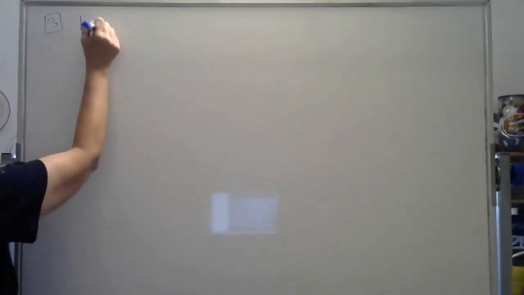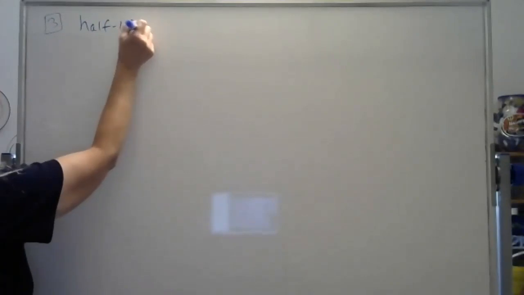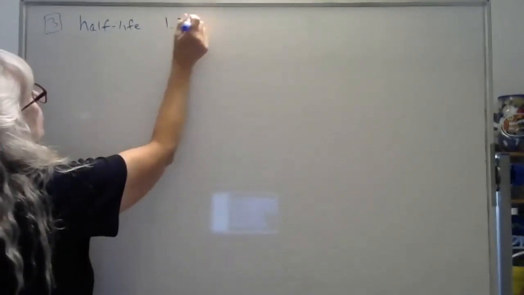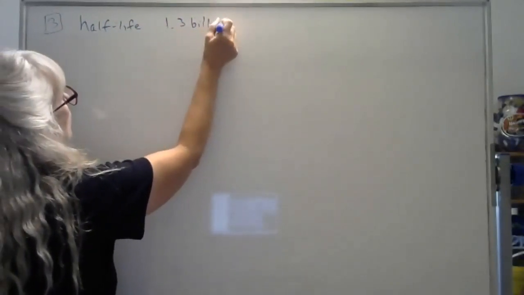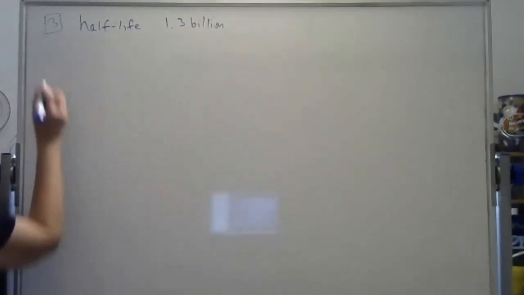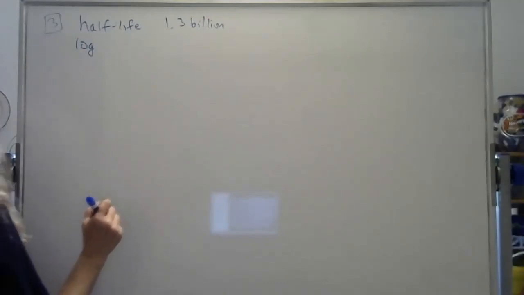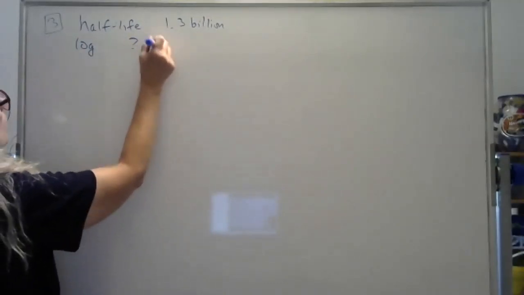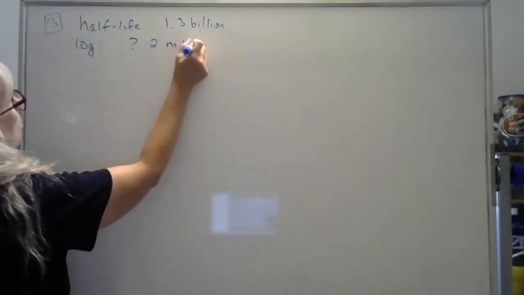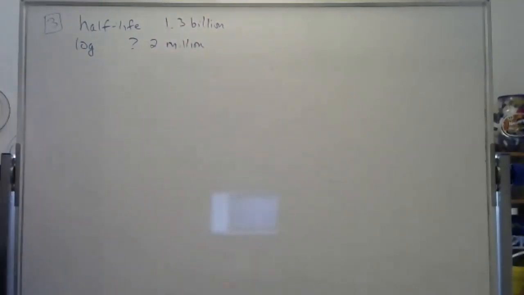says the half-life of radioactive potassium is 1.3 billion years. If 10 grams are present now, so we know that currently we have 10 grams, how much will we have in 2 million years? Big numbers. Okay. So that's just the information so that I have it.